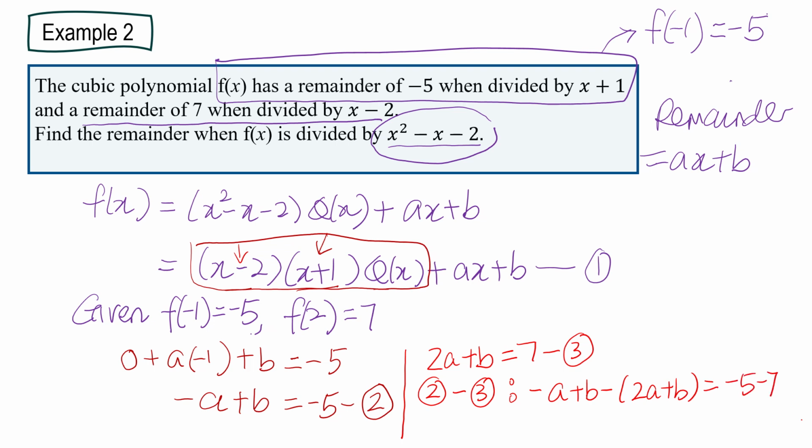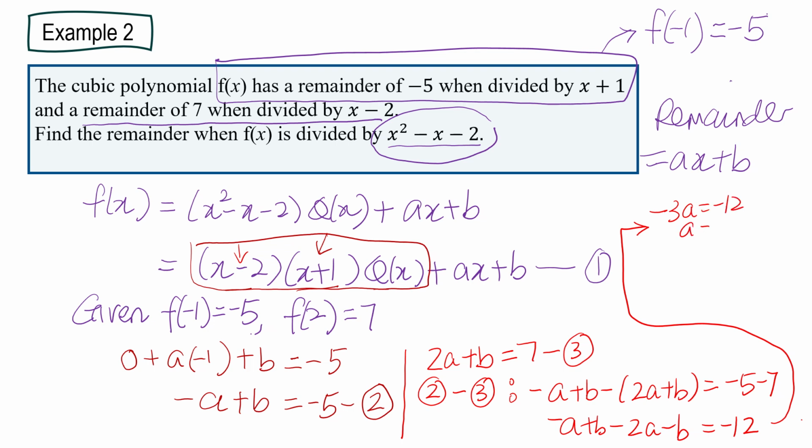So a is equal to 4. You can substitute a equals 4 into equation 3, and you get b is equal to 7 minus 8, which gives you -1. Therefore, your remainder will be equal to ax plus b, which is 4x minus 1. So this is how we do question 2.